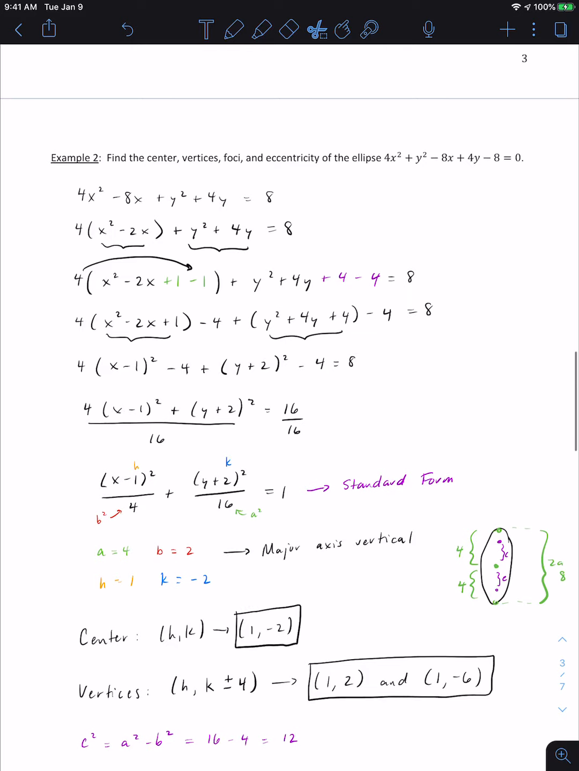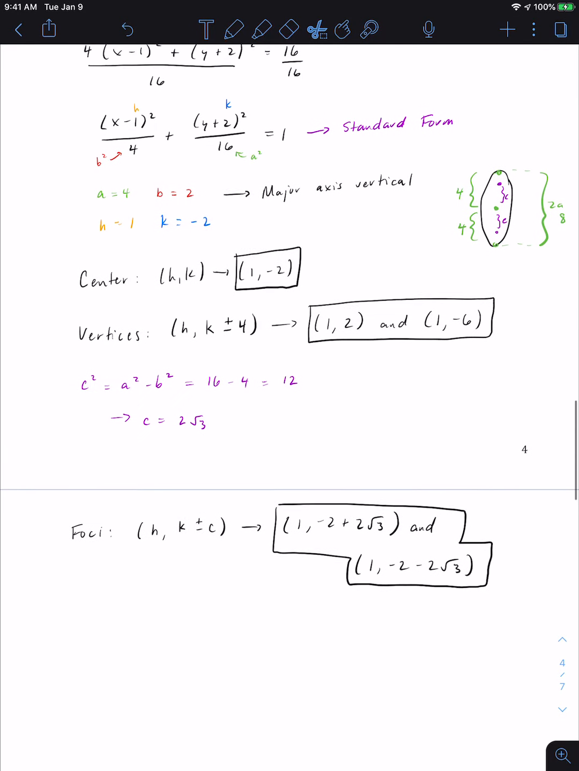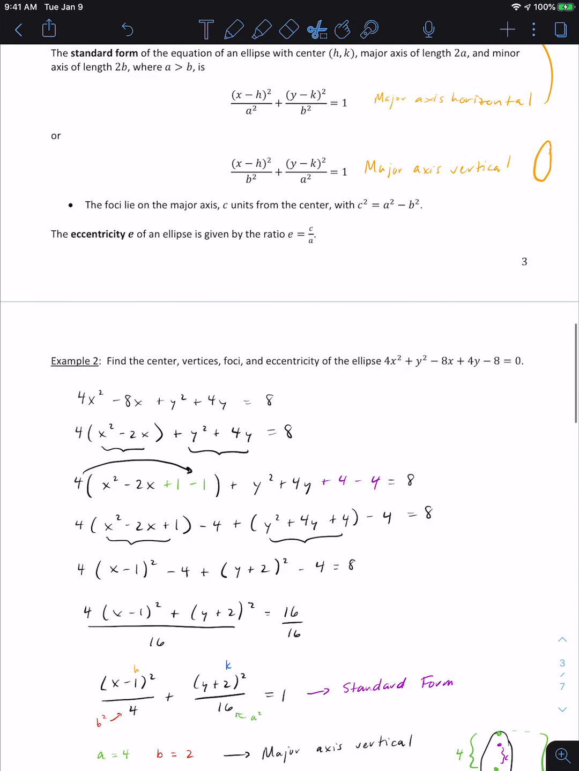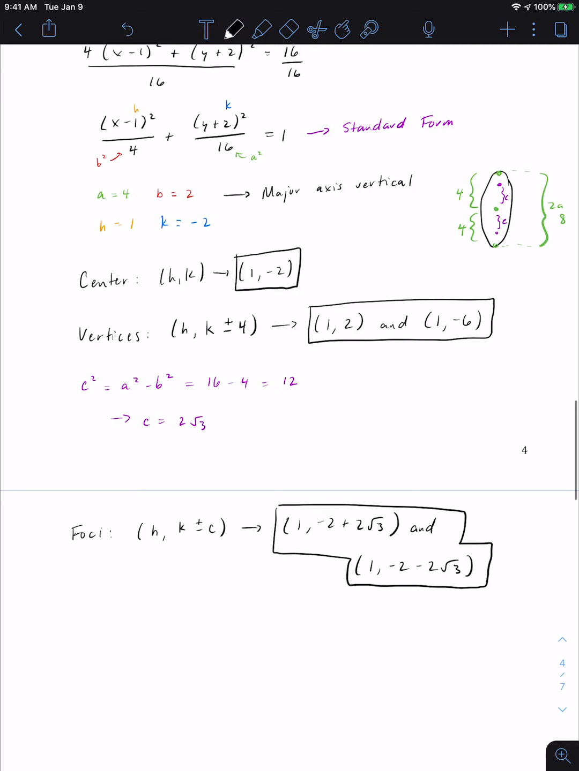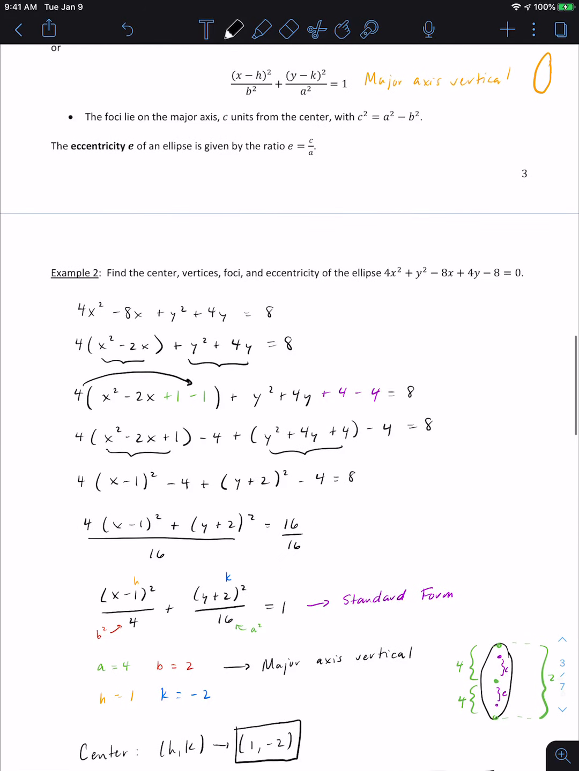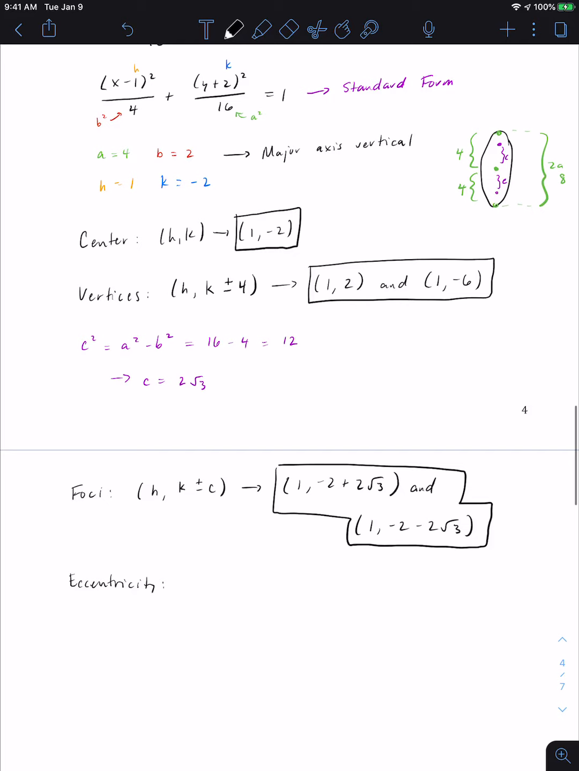And then finally, eccentricity. My eccentricity is just the ratio, e equals c over a. In this case, c is 2 radical 3 and a is 4. So I end up getting radical 3 over 2 as my eccentricity.